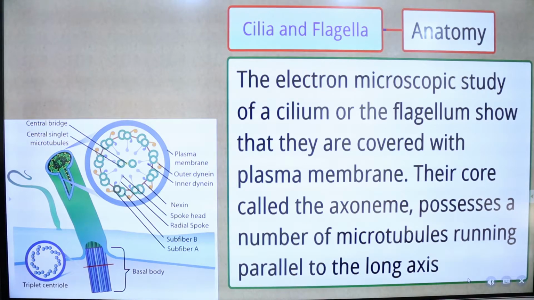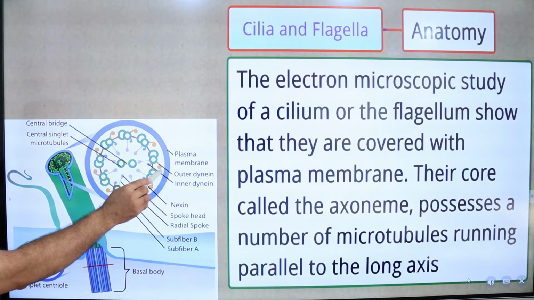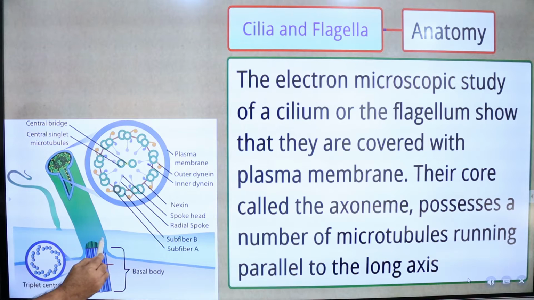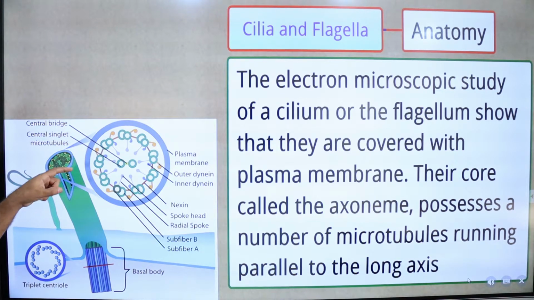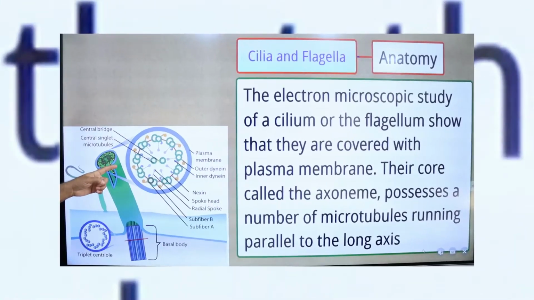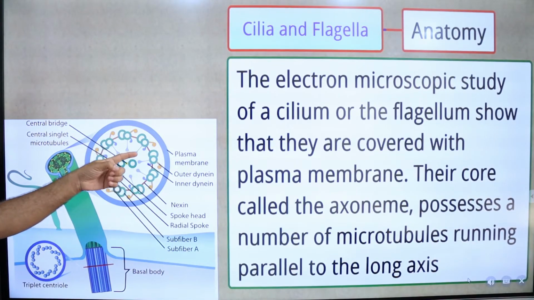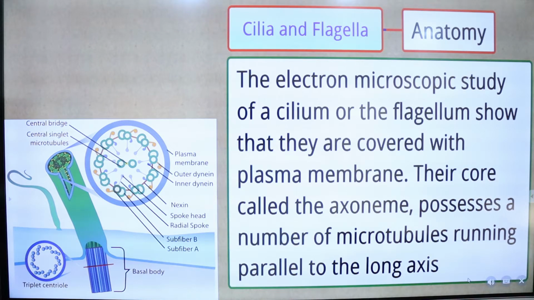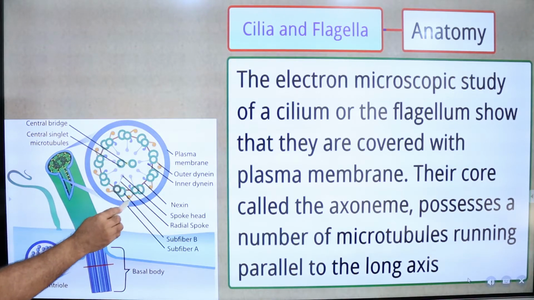Electron microscopic study reveals that each cilium or flagellum is covered by a plasma membrane, and this plasma membrane is continuous with the cell, and their core is called axoneme, which possesses a number of microtubules running parallel to the long axis. Now, what is axoneme? Axoneme is the main extracellular part of cilia and flagella in eukaryotes. It consists of microtubules, cytoskeleton, which normally comprises 9 doublets. So, the bundle of microtubules is bounded by the cell membrane.